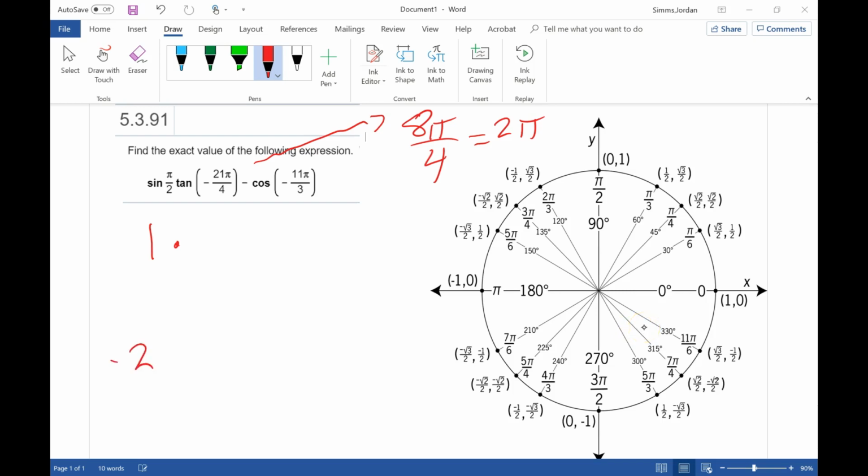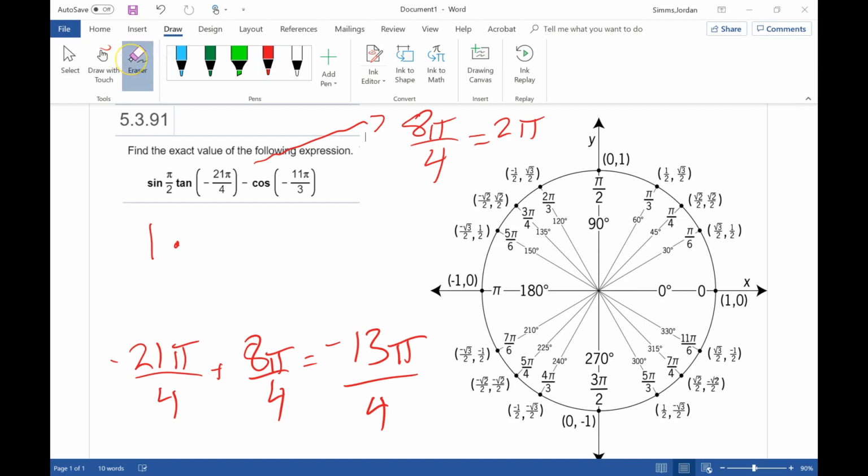So if we want to think about it separately, we have negative 21 pi over 4. And I'm going to add 8 pi over 4, which is 1 rotation, right? So negative 21 plus 8, what's that going to be? Negative 13 pi over 4, which is still no good, so we'll add another 8 pi to that. Just trying to save space here. Negative 13 pi over 4.